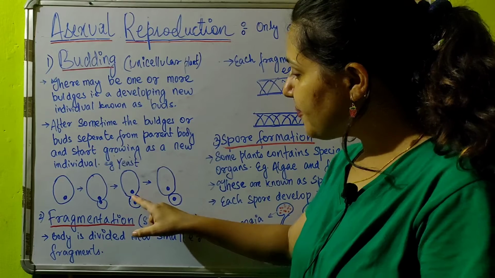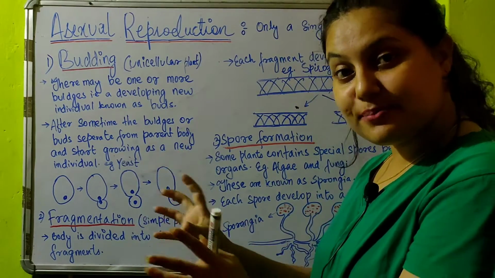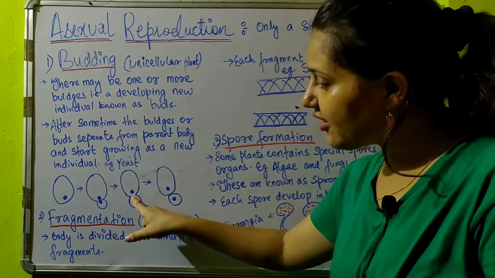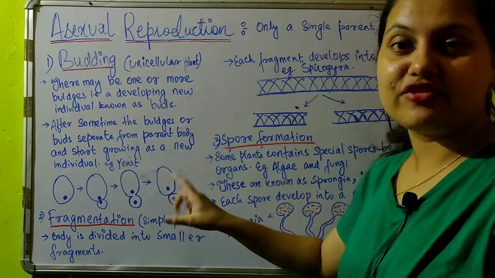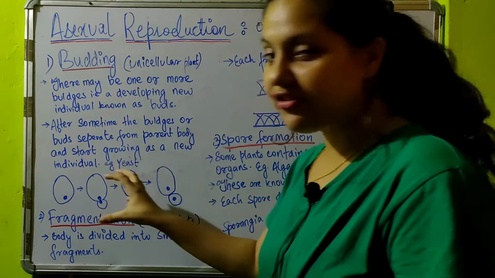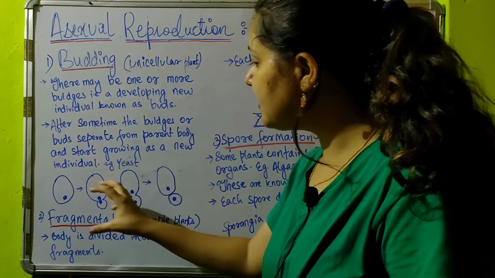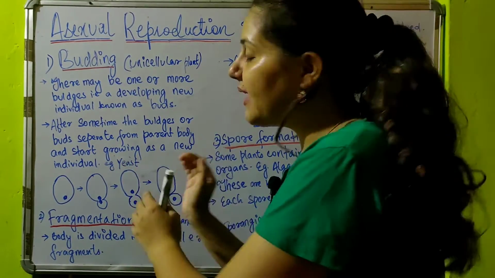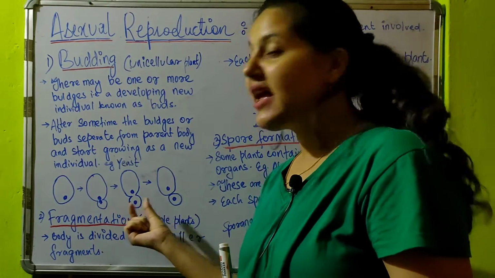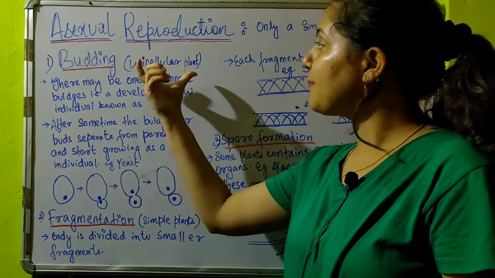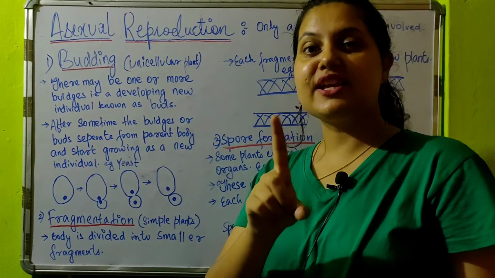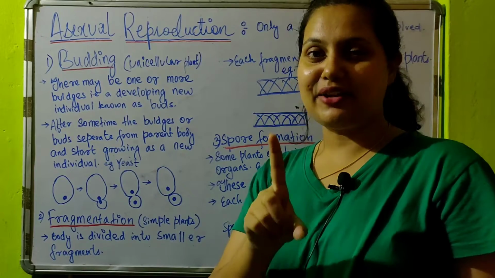And what is happening here? The bulge is getting bigger in size, and finally you see there is a connection out here, but then there is no connection. They both are separated now. The reproduction by this type of method is known as budding, because there is a formation of a bud. This bulge is known as bud. It happens in a unicellular plant. That means only one cell. Unicellular means single-celled plant.